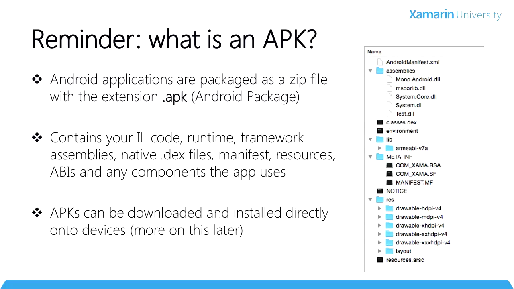In there, we find everything that our application needs. This is the managed .NET code in IL version, the runtime, the framework assemblies. It also contains the DEX files that are necessary for execution, all the resources, including the images, and so on. An APK can be downloaded and installed directly onto devices. We're going to talk about this later.